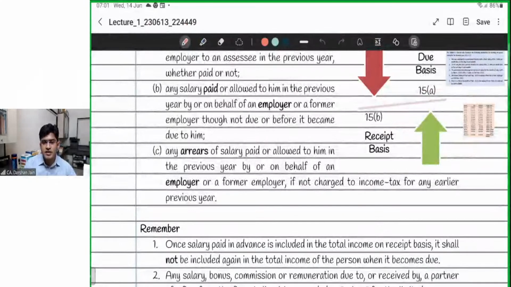There's a query from Priyakant. He's asking, well, his query is in Hindi. I'll try and answer it in Hindi.